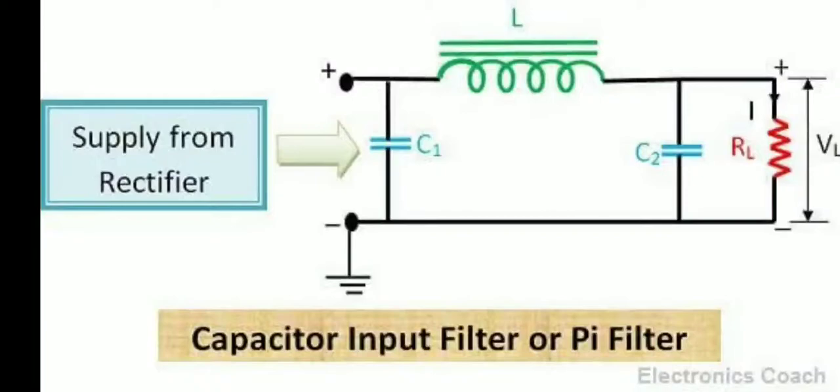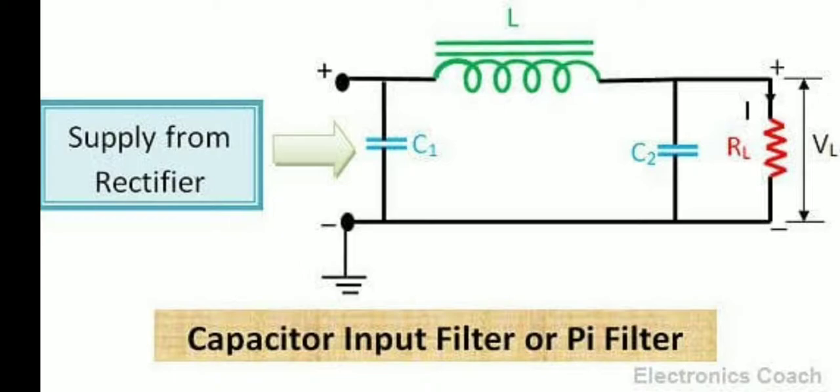In this block circuit diagram, you can see at the input side we receive input from the rectifier. In this circuit diagram, we have added two capacitors, one inductor, and at the output side of this diagram is the load resistor. Because of this combination, we say this is a CLC filter or pi filter.